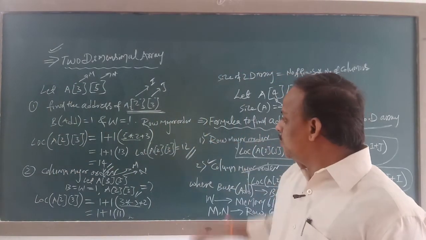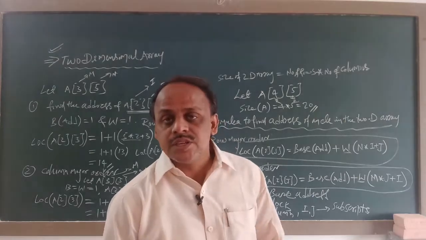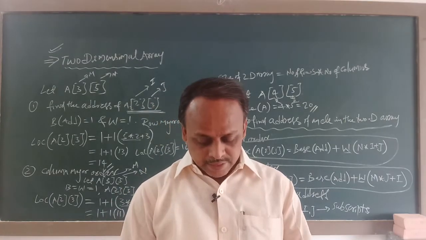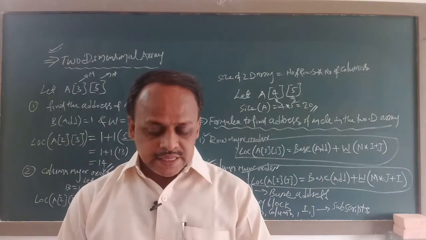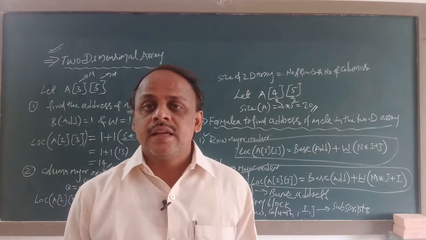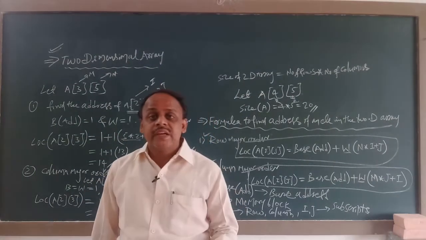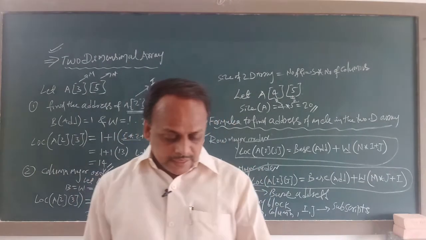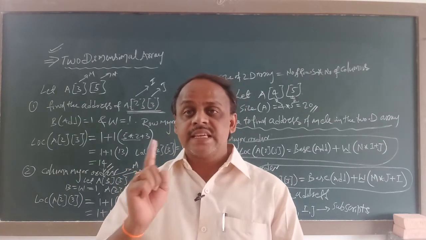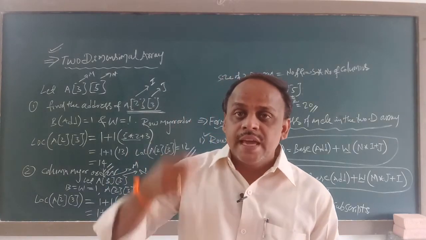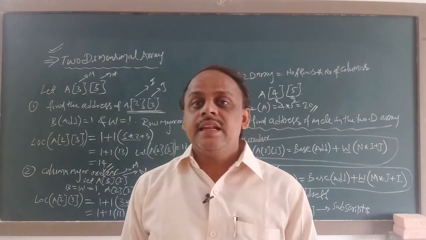So like this we have to find the address of an element in a two-dimensional array, right? Next, let us see the advantages as well as disadvantages of the array concept. In the advantages, it is used to represent multiple data items of the same type by using a single name. With the help of an array, we can store a number of elements with a single name.